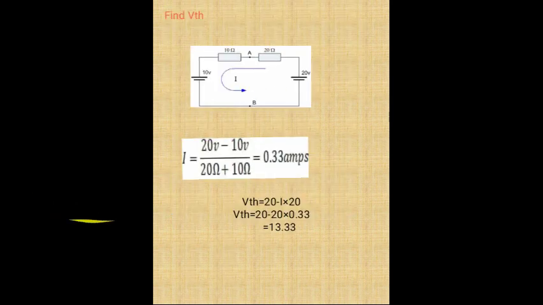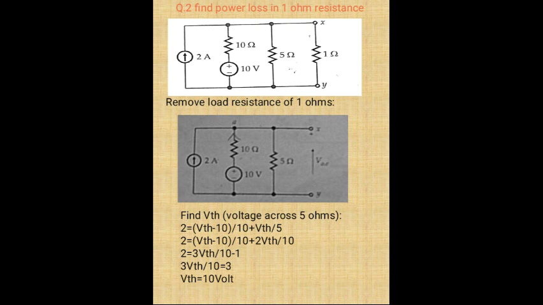Now in question 2, find power loss in 1 ohm resistance in the given network using Thevenin theorem. Similarly, we remove the load resistance of 1 ohm from the circuit. In the second step, we want to find the value of VTH across points X and Y by any method. So we apply nodal analysis.